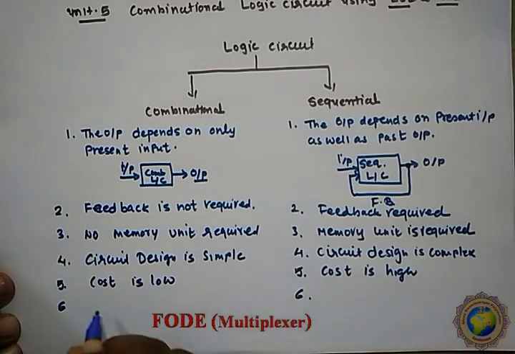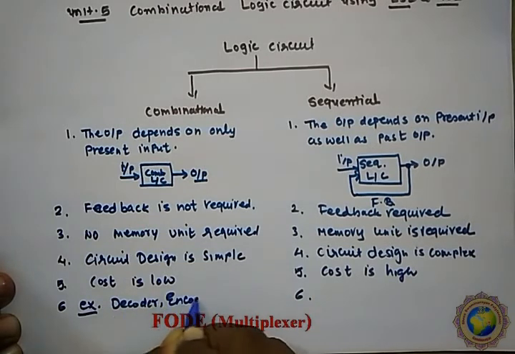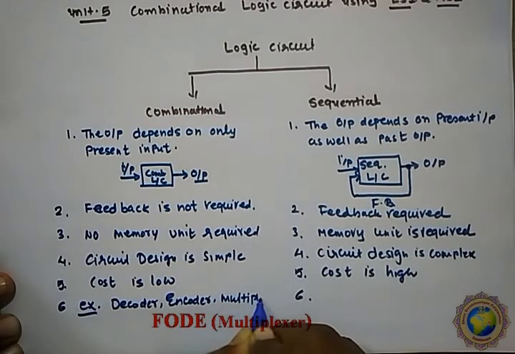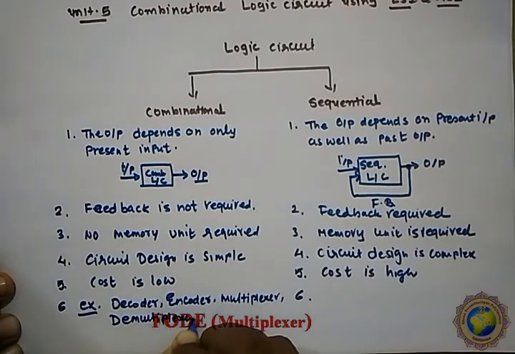The combinational circuit examples are decoder, encoder, multiplexer and demultiplexer. These are the examples. And these 4 circuits we will study in unit number 5.